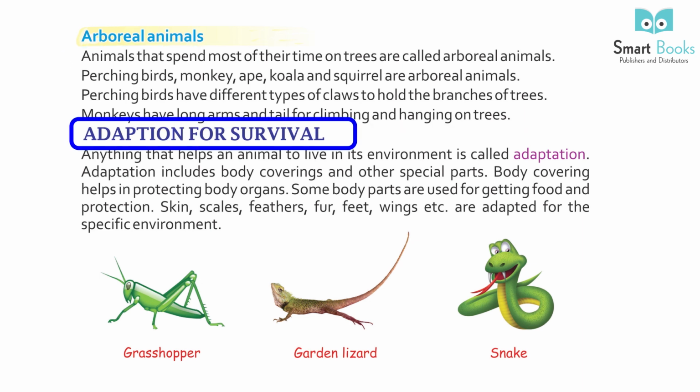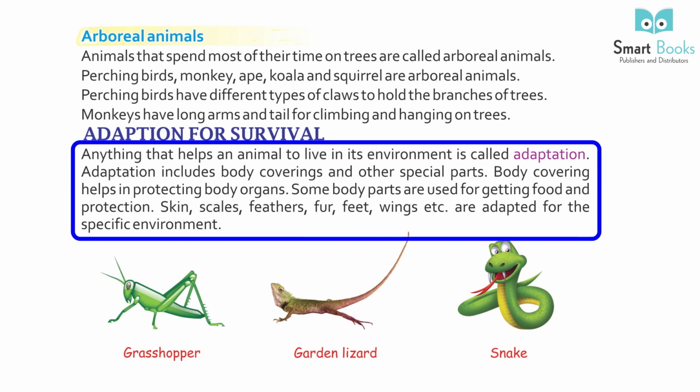Adaptation for survival. Anything that helps an animal to live in its environment is called adaptation. Adaptation includes body coverings and other special parts. Body covering helps in protecting body organs. Some body parts are used for getting food and protection. Skin, scales, feathers, fur, feet, wings, etc. are adapted for the specific environment.